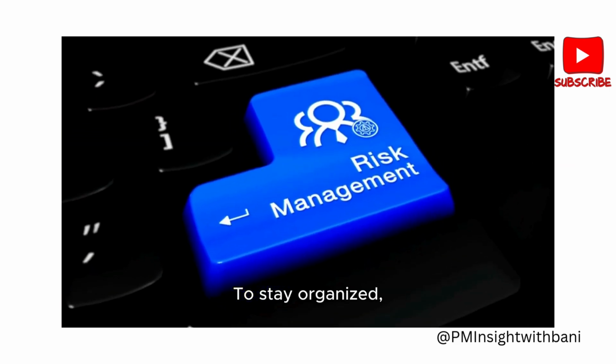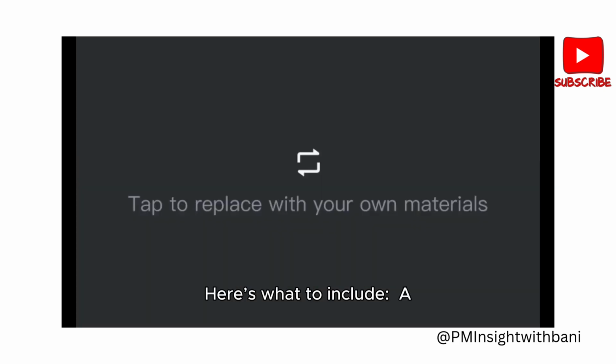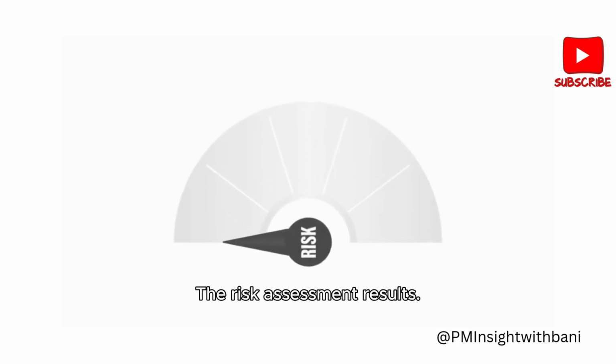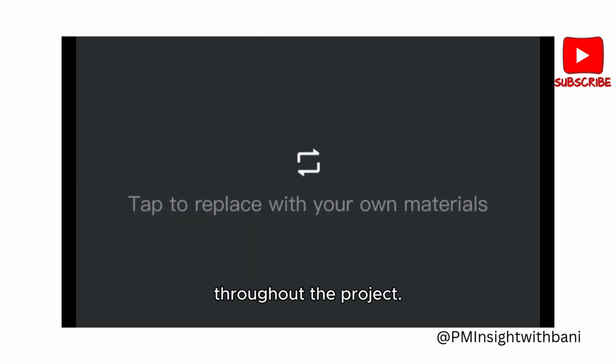To stay organized, document your approach in a risk management plan. Here's what to include: a list of identified risks, the risk assessment results, mitigation strategies for each risk, and a plan for monitoring risks throughout the project.